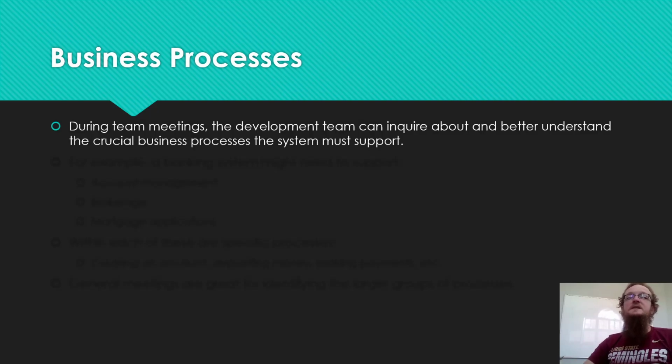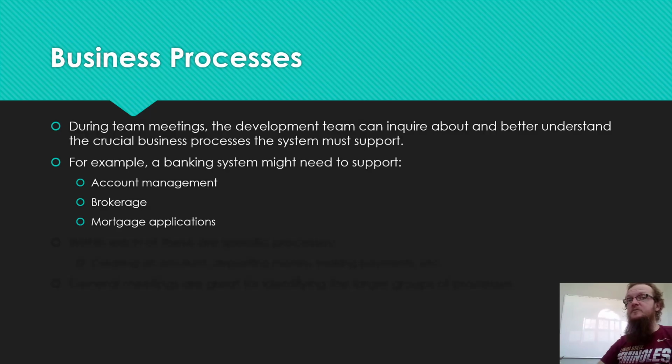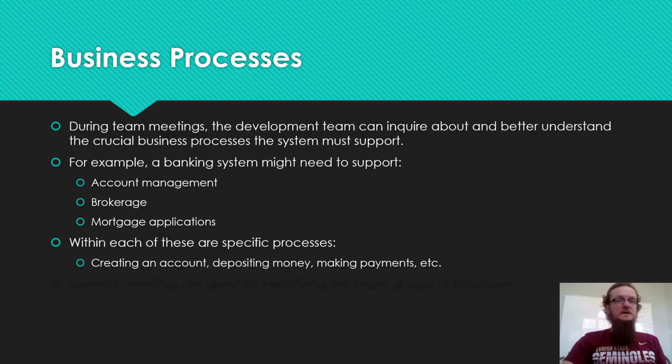So one of the key things that you want to do during these team meetings is talk to the business team as a development team to understand what the critical business processes are that your system has to actually perform. For example, we've been talking about a banking system. That banking system may need to allow a user to add a new account or change their password. It may also require them to enter certain information to set up a brokerage account or do day trading. They also have mortgage applications and that sort of thing.